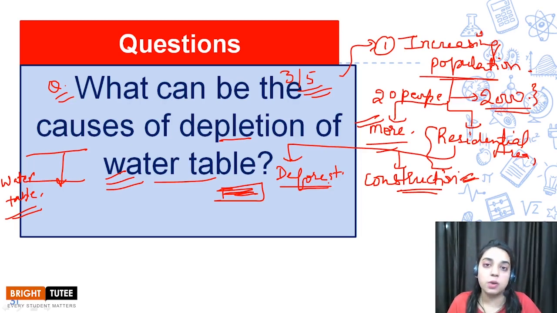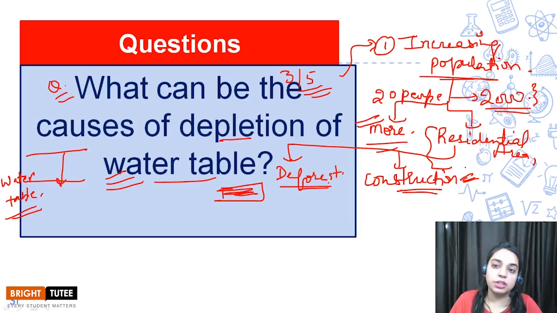Because the rainfall is already disturbed because of global warming and several other reasons, right? So we would be using the groundwater, and when the population is so large, the water requirement will be so large that we will be over exploiting this groundwater, and it will ultimately lead to the depletion of the water table.